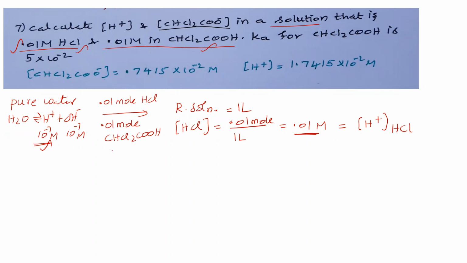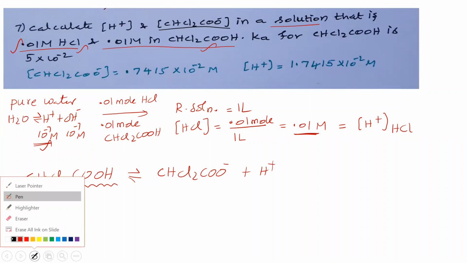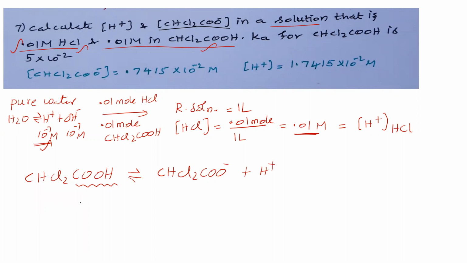Then we will take dichloroacetic acid, CHCl2COOH. This dichloroacetic acid on dissociation gives CHCl2COO minus and H plus. This carboxylic group is giving H plus. So what is the initial concentration of dichloroacetic acid? 0.01 molar. To what extent will it dissociate, means whether it is a strong acid or not.